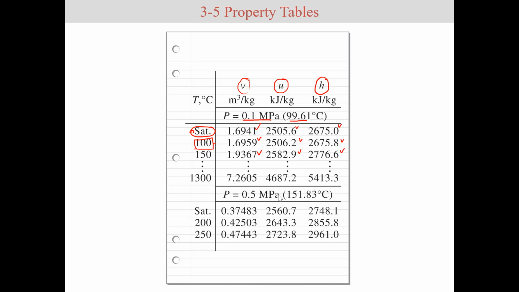Then it's tabulated. Here's another section of the table where it's 0.5 megapascals. At 0.5 megapascals, water boils at 151.83 degrees. So it starts at that saturation and then increments up to 200. At a pressure of 0.5 megapascals and a temperature of 200 degrees, these are the properties. What's great is that you can actually find out what state you are in. Well, I'll come back to that in a minute. So this is a superheated vapor table.